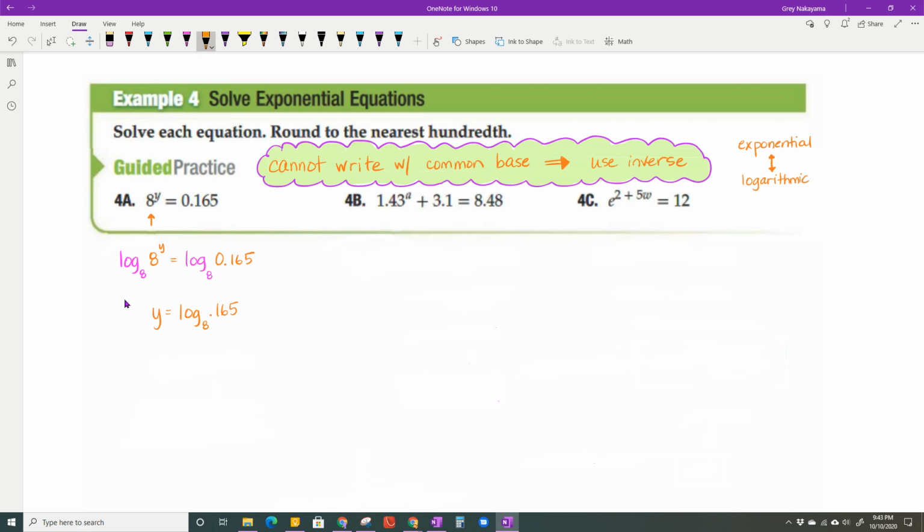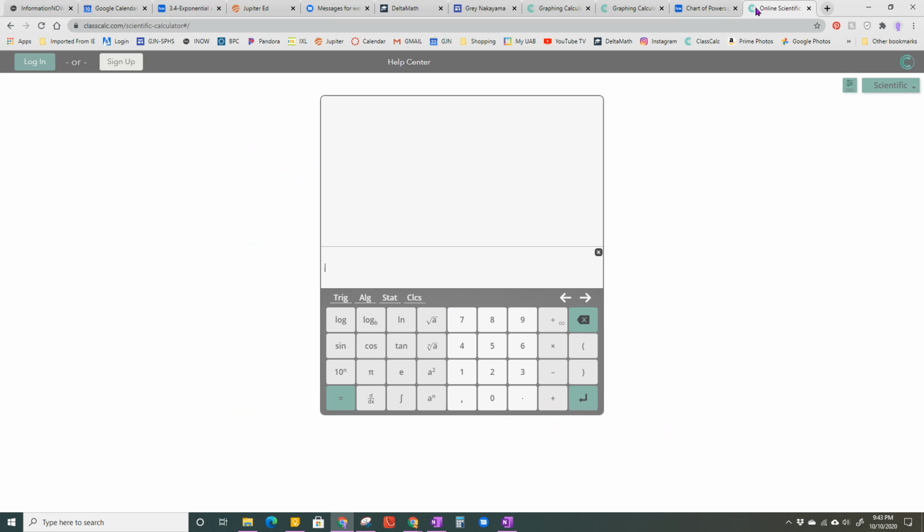Now you might go, well, I don't know how to do that. You've got your change of base rule, but really what I'm going to show you now is how easy it is to calculate this with ClassCalc if you don't have it on your calculator. So in ClassCalc, go to the scientific mode, and you have a log button, you have an LN button, and you have a log base B. So log base B means I can type whatever base I want. So I want base 8, and then it was 0.165. So my answer is negative 0.86648, goes on forever and ever.